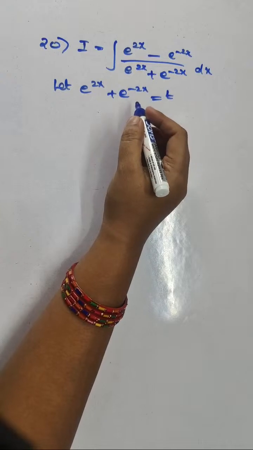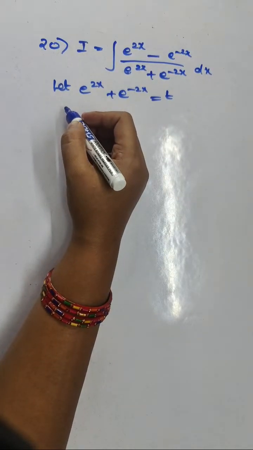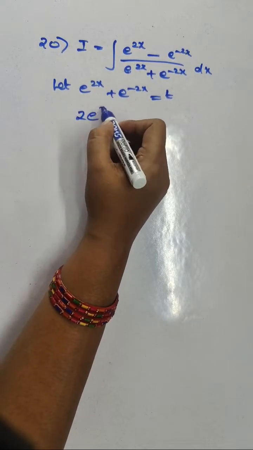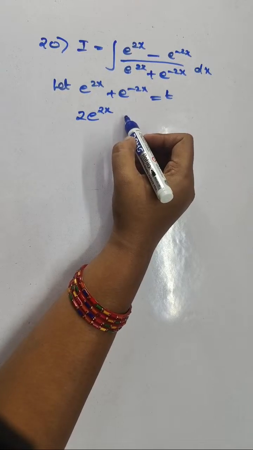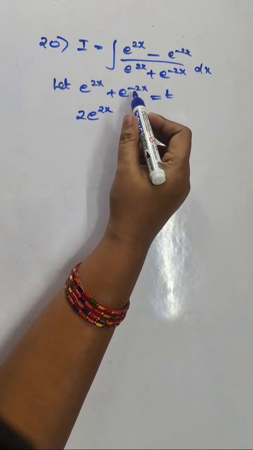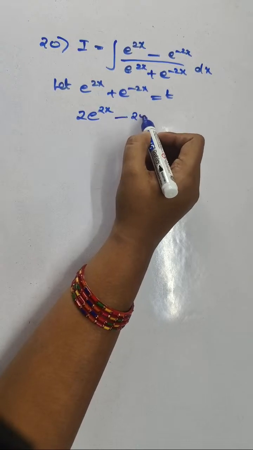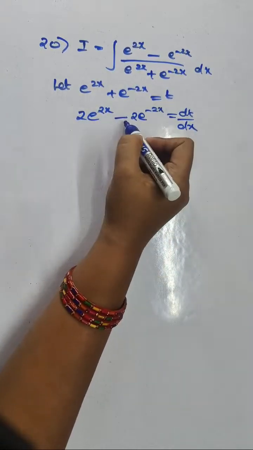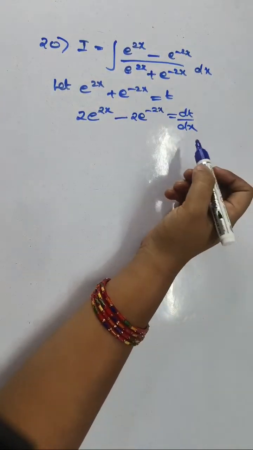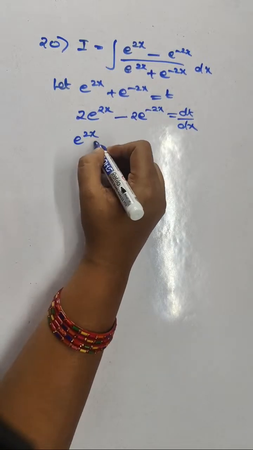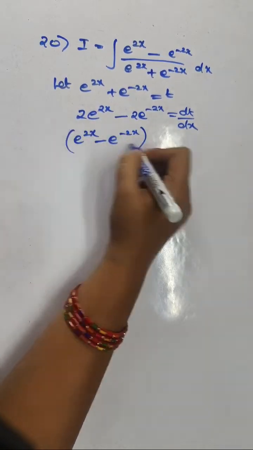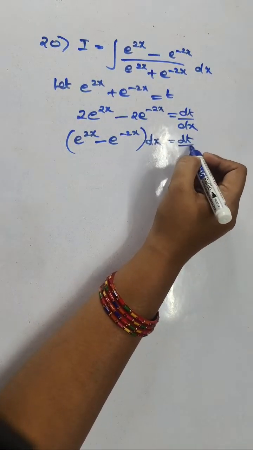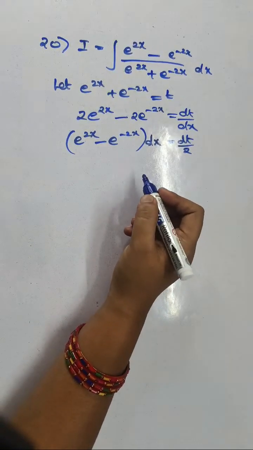differentiate both sides with respect to x. So that will be e power 2x, differentiation is 2 into e power 2x, plus here you have minus, so it is minus 2 e power minus 2x equal to dt by dx. Overall we can take 2 as common, it will be in the product, so take it to the right side. So e power 2x minus e power minus 2x into dx, as a whole we have taken 2 as common, so taking that to the right side will become dt by 2.